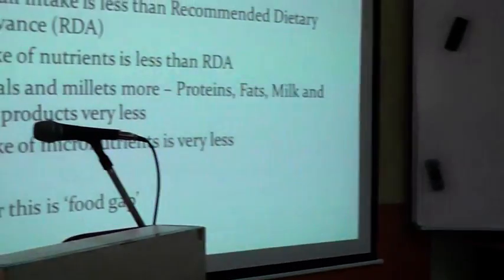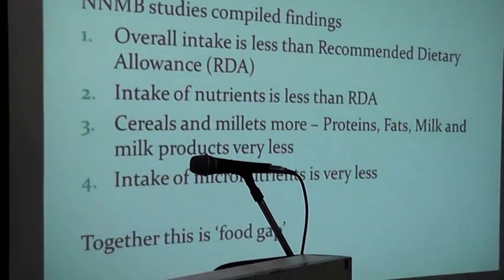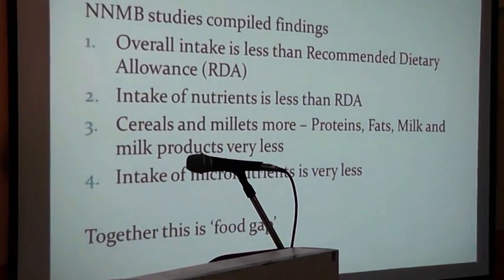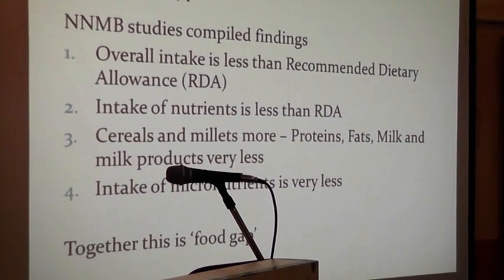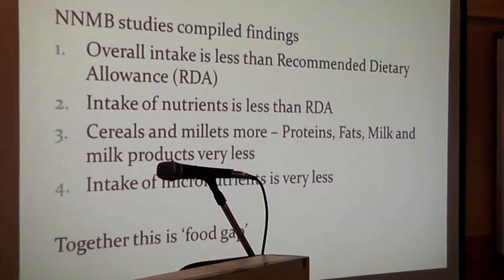They have also conducted many studies in the tribal areas, and compiled them. From their compilations, they took the overall food intake, which they call the RDA, the recommended dietary allowance. So everybody has a certain RDA, and everybody should eat according to that RDA, but they eat less. If you look at the RDA, they eat very little, and that is the quantity.